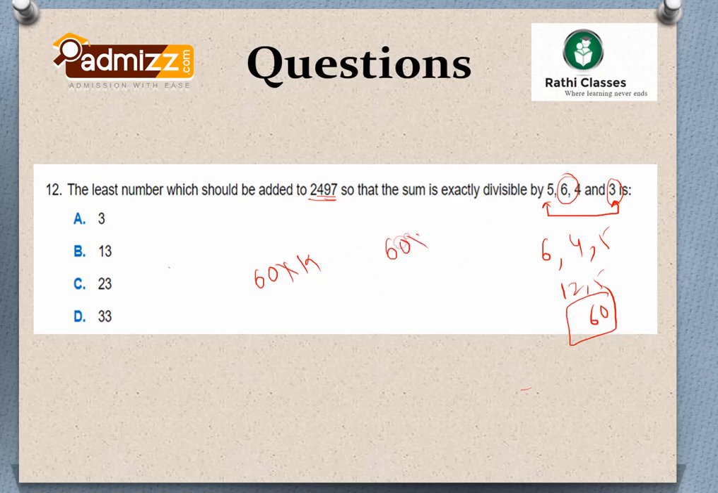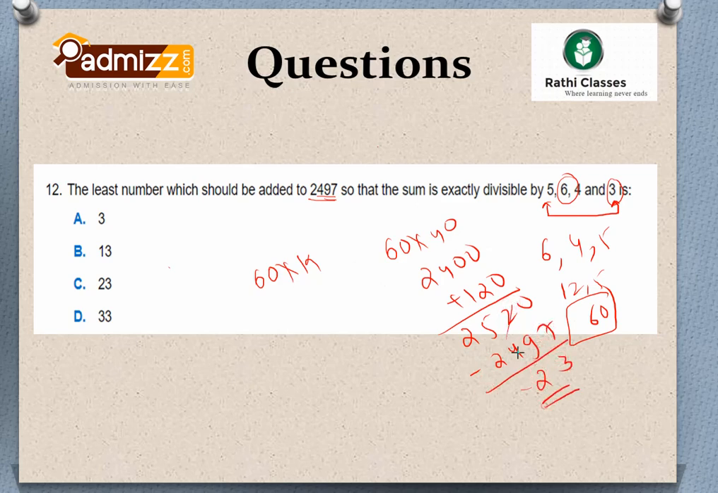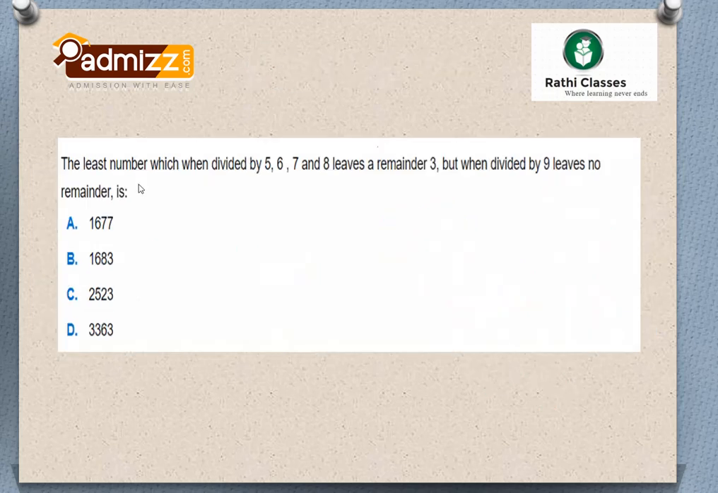As you can see, 60 into 40 is 2400, nearest. You require 97, that means you need to add 120 more. So the value is 2520. What number should be added to 2497? I need to subtract: the value is left with 23. So the answer is nothing but 23. So the answer is C.